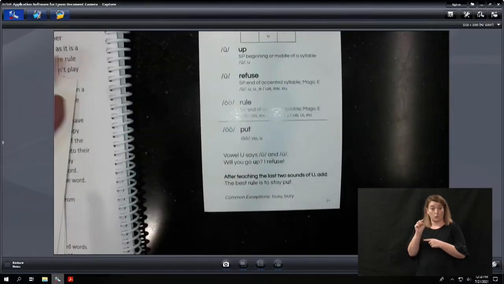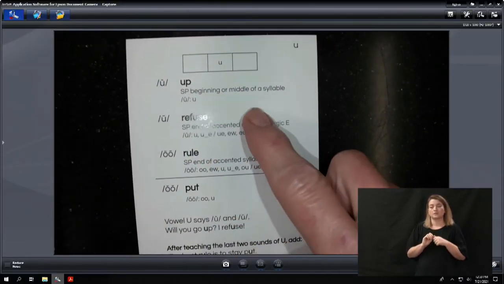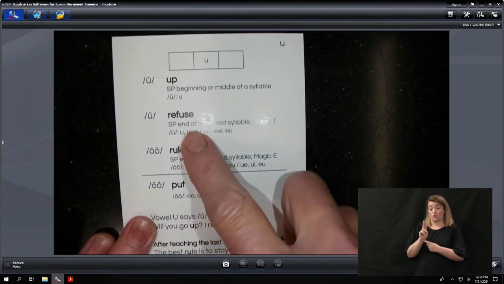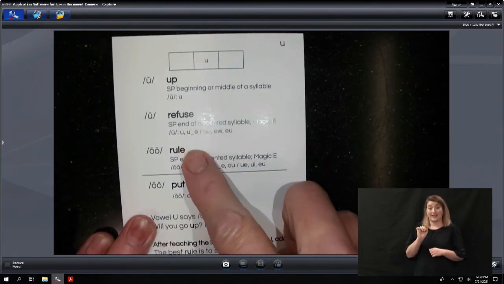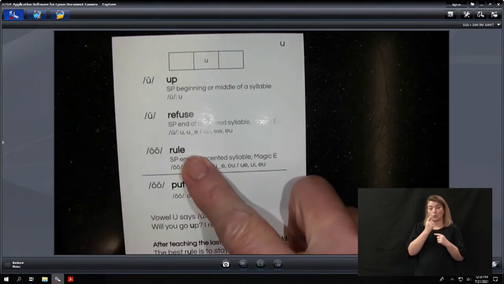We had some questions about the U and the oo, how you can say both "you" and "oo." So I want to go over that again. If we look at the back of the card, it can say the "you" sound like in refuse, and it can say the "oo" sound like in rule.